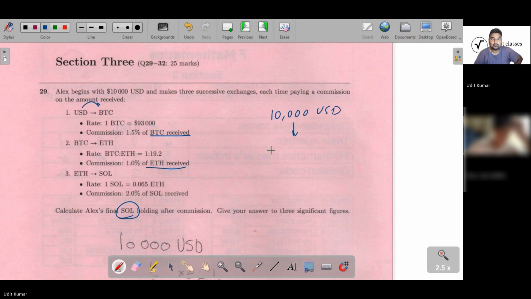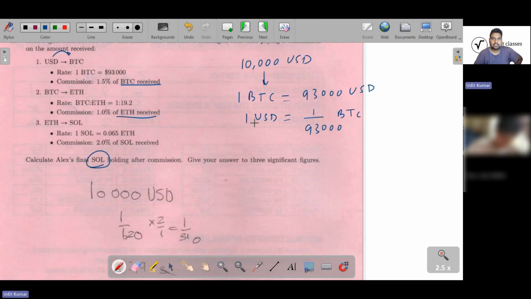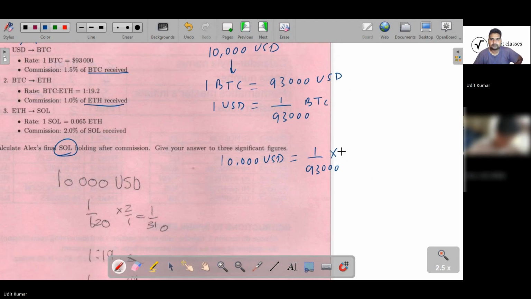So one BTC is equal to 93,000 USD, correct? Yeah. That means one USD is equal to 1 by 93,000 BTC. So he invested 10,000 USD, right? So 10,000 USD is equal to 1 by 93,000 times 10,000 BTC.